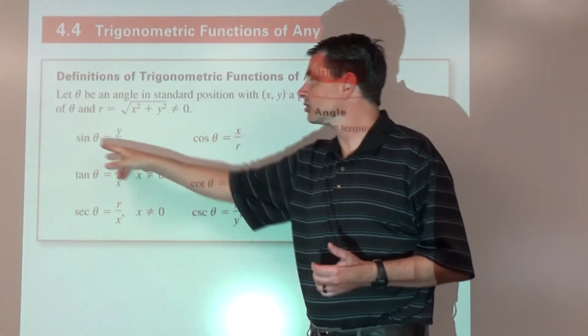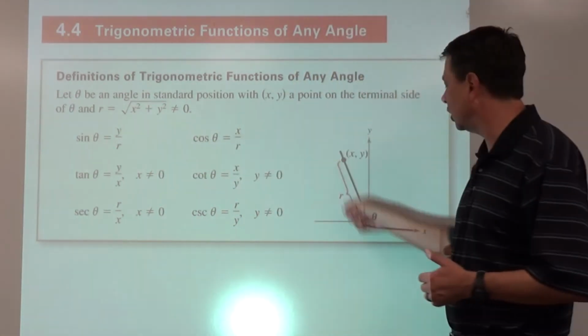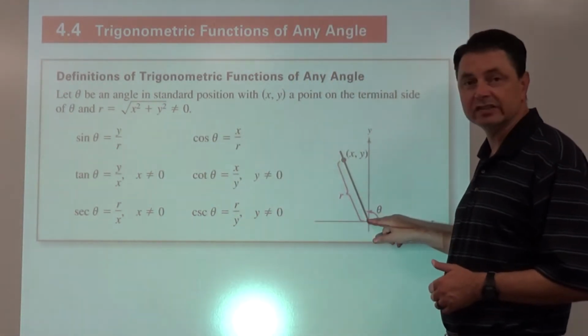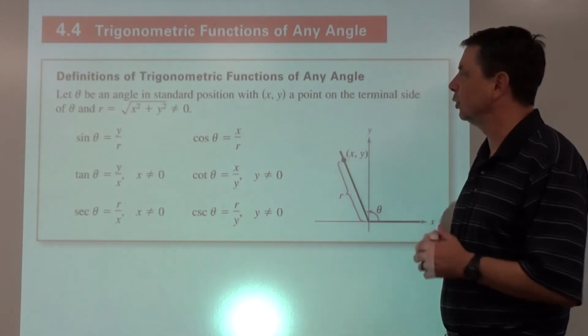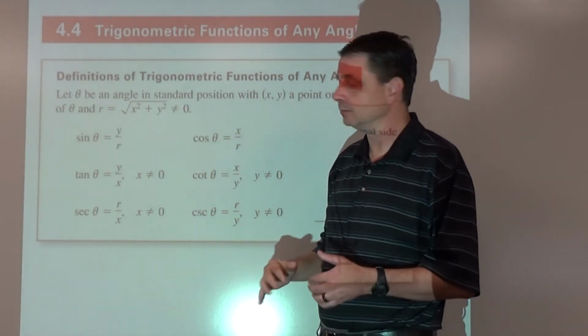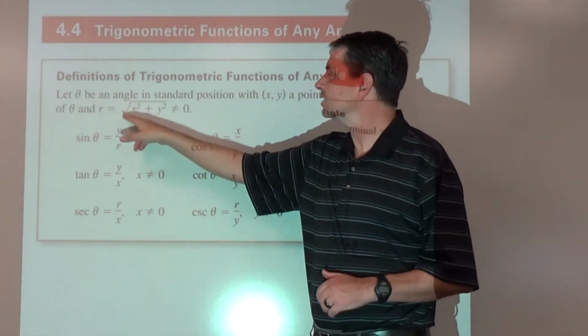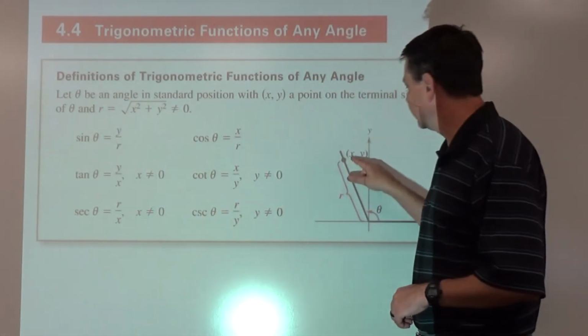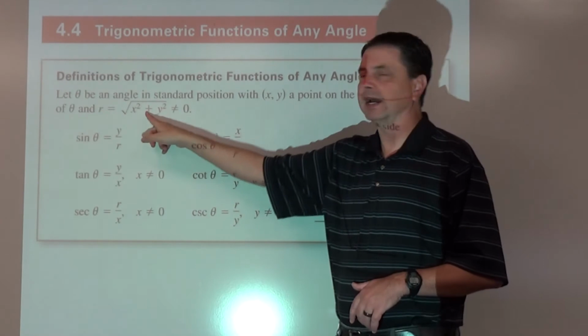But in general, sine of theta is y divided by r, where r is the distance from the origin to that point. And you can find r by doing a little Pythagorean theorem or distance formula. It's the square root of the coordinates squared added together.